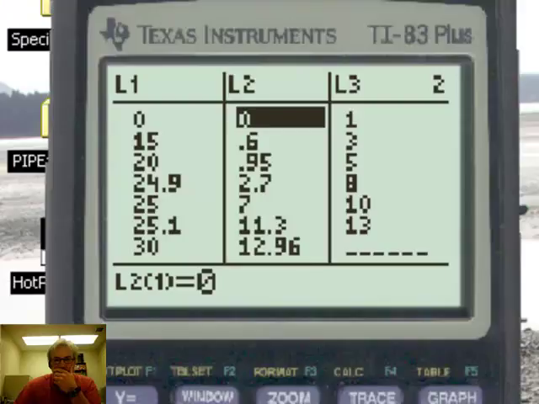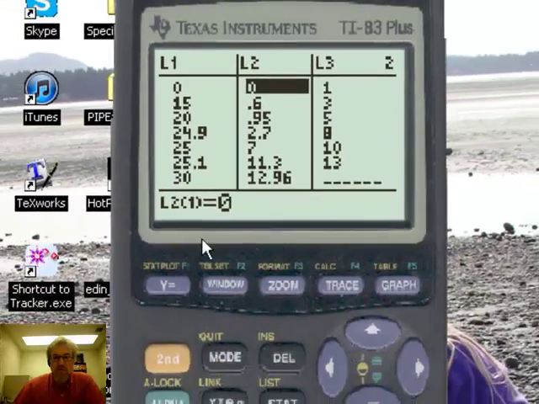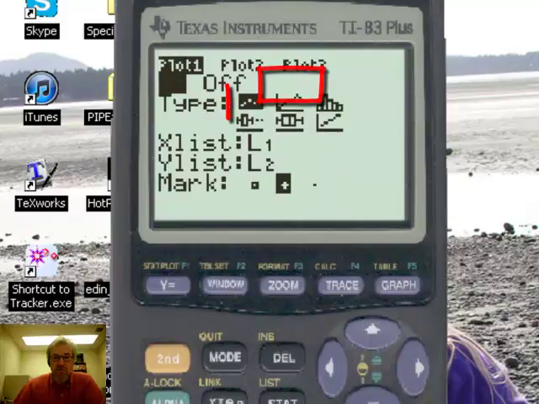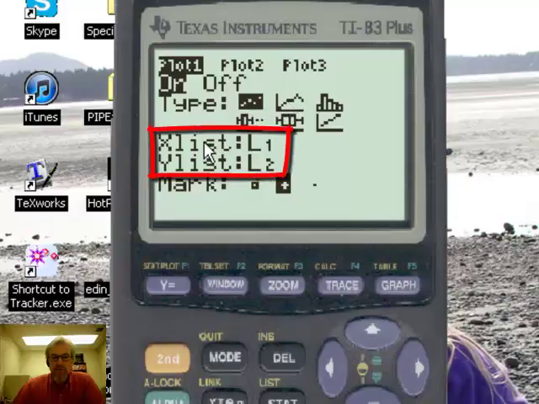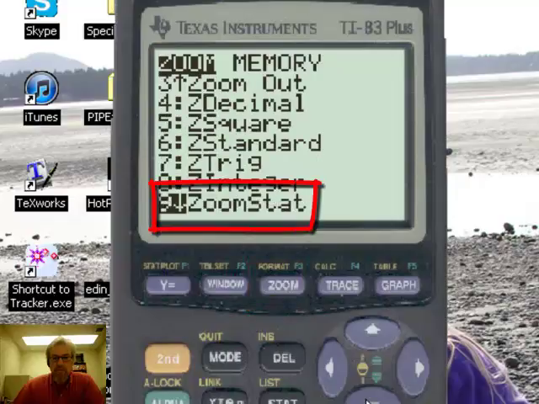So here you can see in list 1 and list 2 I've put the values that we calculated for pH in list 2, and in list 1 I have the volumes that we had for all of our calculations. And I'm going to make a stat plot, so I'll go second function, stat plot key, and I'm going to turn this plot on. I'm going to make this a scatter diagram, my X list is going to be my volume, and that's L1, and my Y list is going to be the pH, which is L2. And then I'm going to quickly graph this by doing a zoom stat. And here's what I find.